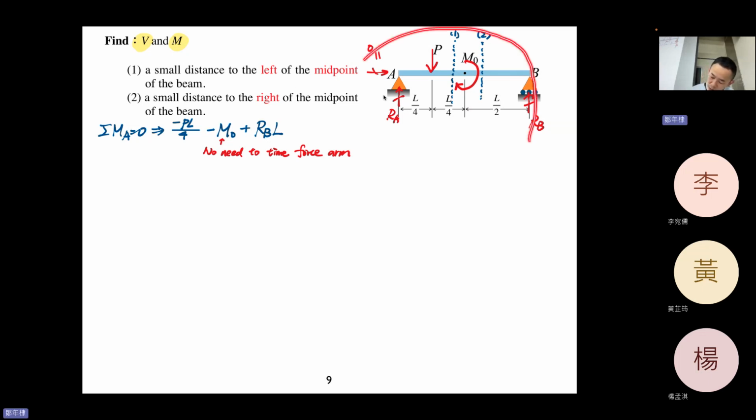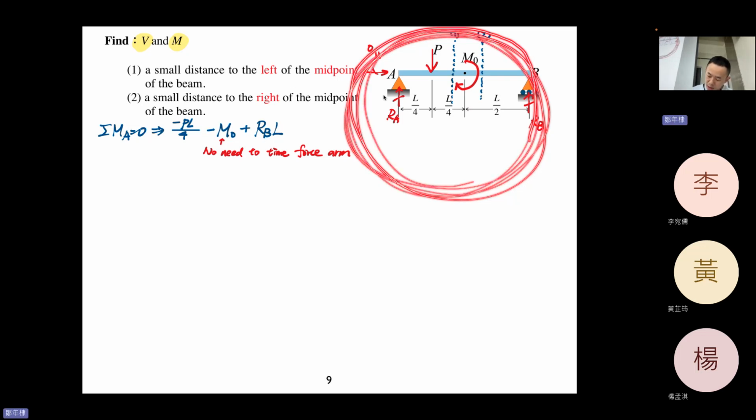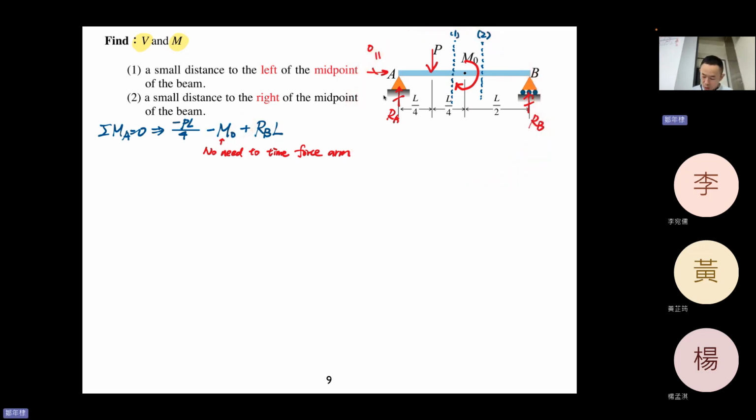RB upward and rotate A counterclockwise. It's plus. So it equals 0. That's the first one, and you can get RB equal to P divided by 4 plus M0 divided by L. So RB has been solved. Sigma MB equal to 0 is our next step.